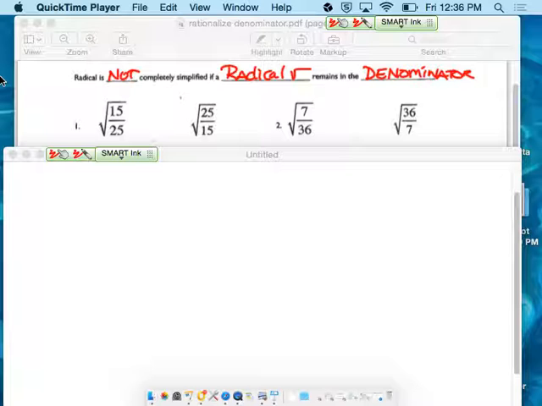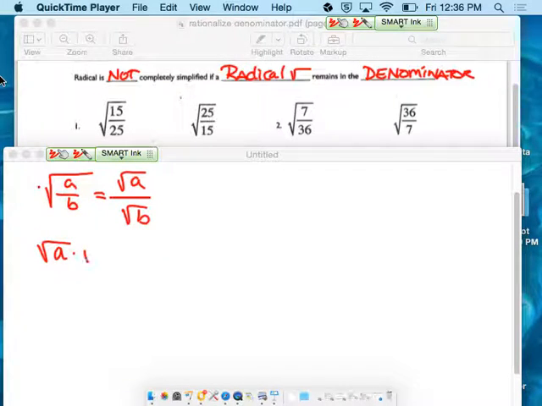Now something like number 1 is pretty simple. Well, here's a few basic rules. The square root of a over b under the radical is equivalent to the square root of a over the square root of b, broken into two pieces. And a square root of a times itself is just simply a. When you multiply a radical times itself, then the answer is the radicand.